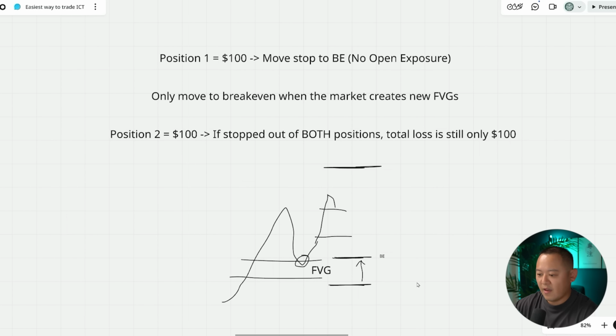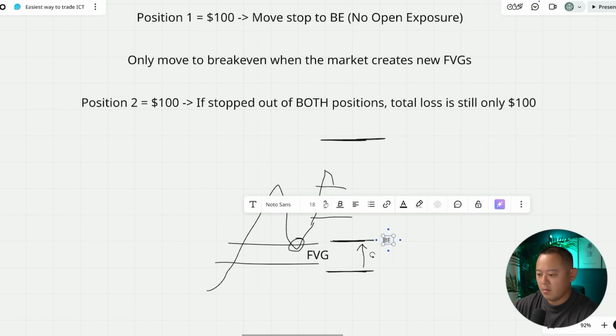Now I don't have any more risk on the table. You guys see what I'm talking about? This trade is now at break even, so if I get stopped out, I'm not losing any money. Now what's going to happen if I add another position? Let's say we get a trade down into this fair value gap and I'm able to add here and put my stop loss where my initial entry is.